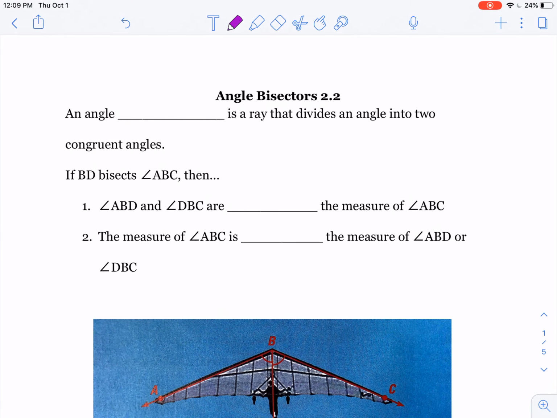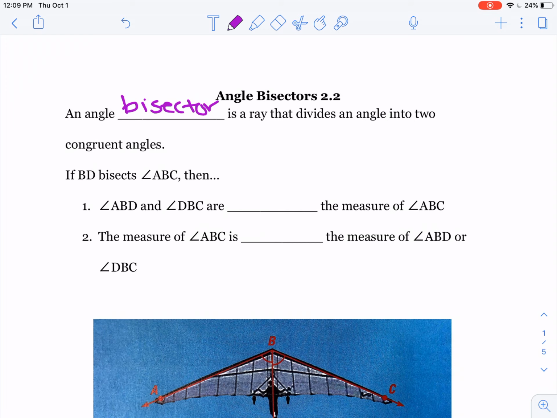Alright, so we're going to talk about angle bisectors. An angle bisector is a ray that divides an angle into two congruent angles. Basically, it cuts an angle right in half. So when you cut something in half, you end up with two equal halves.